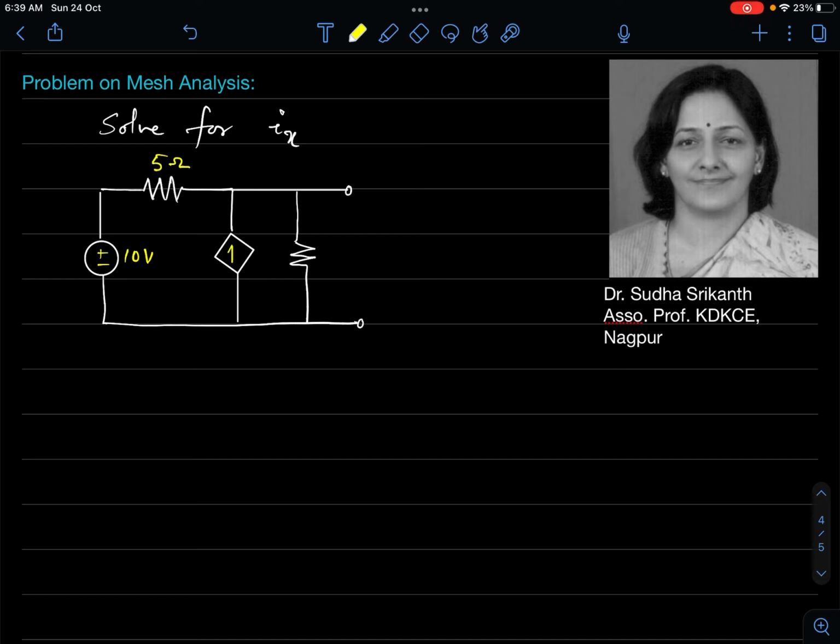Here I'm writing an arrowhead within this. This means this is a current source, and the magnitude of this current source is 2 into Ix. That means its magnitude is 2 times Ix. What is this Ix? Ix is the current that flows through the 5 ohm resistor. Hence the magnitude of this current source, 2 into Ix, depends on the current through the 5 ohm. That is what we mean by the dependent source. All right, so we are supposed to find Ix.